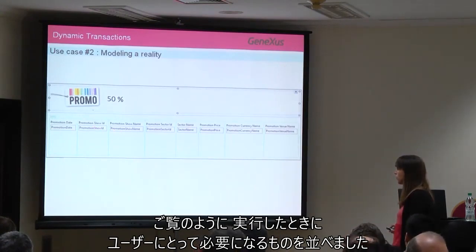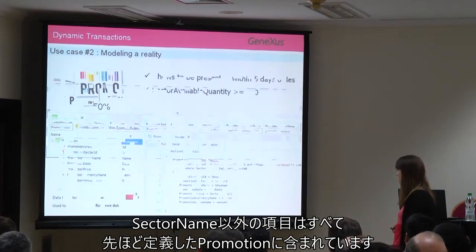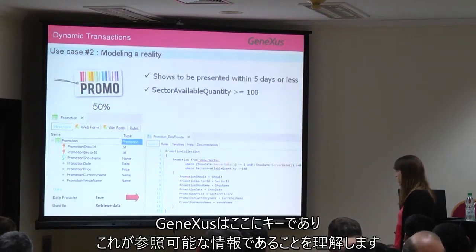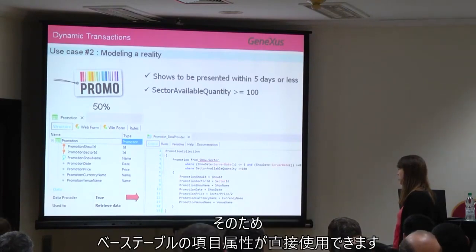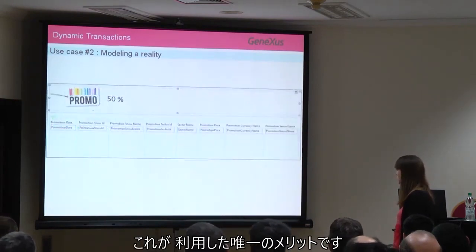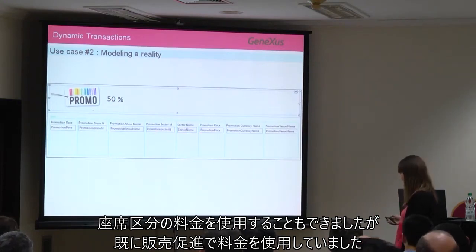Let's see it when you run it. But all this is promotion, except here, sector name. So I took advantage, as I said, that GeneXus knows that this is the key, that this is the information. It knows it's a sector in the show, and then the attributes of the table base, and the attributes can be used directly. That's the only one I took advantage of. I could have used sector price, but I've already used price in the promotion.